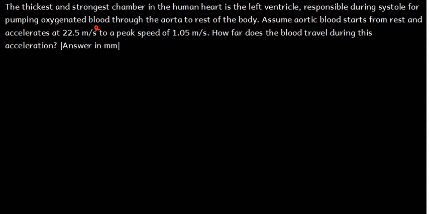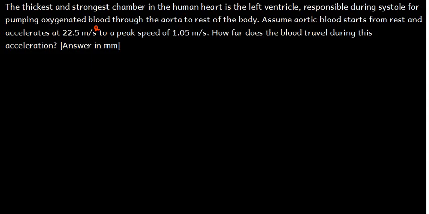Okay, we have a question in linear motion, which you can call kinematics, because kinematics and linear motion are the same thing. The question says the thickest and strongest chamber in the human heart is the left ventricle, responsible during systole for pumping oxygenated blood through the aorta to the rest of the body. Assume aortic blood starts from rest and accelerates at 22.5 meters per second squared to a peak speed of 1.05 meters per second. How far does the blood travel during this acceleration? The answer is supposed to be in millimeters.